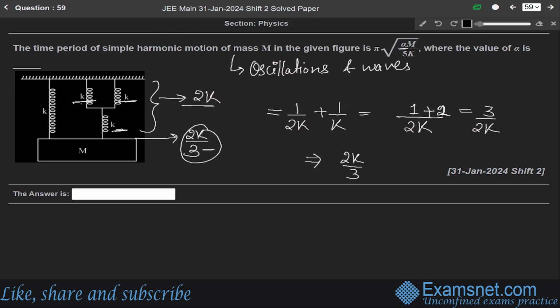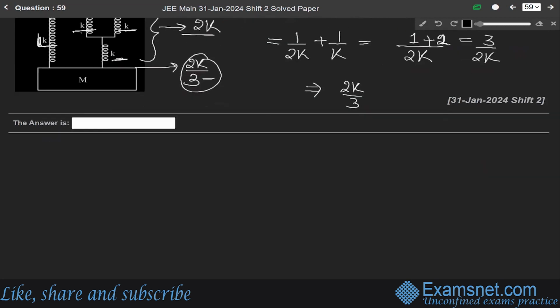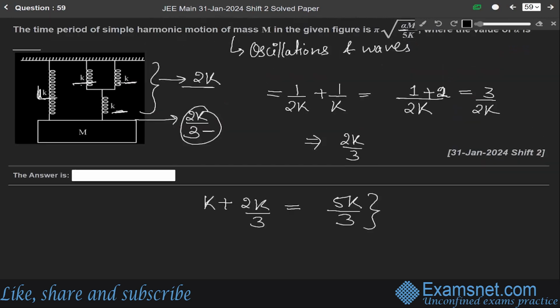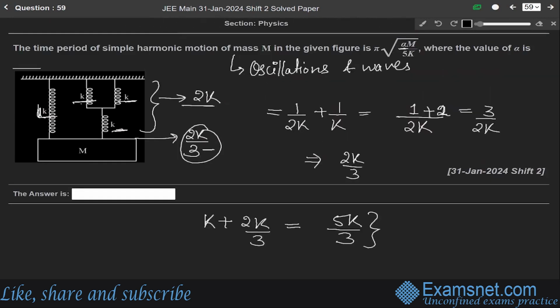Now this 2k over 3 and this k are in parallel. So for a parallel combination, we just do the algebraic sum, k plus 2k over 3, which equals 5k over 3. So for this whole system, its value is 5k over 3.